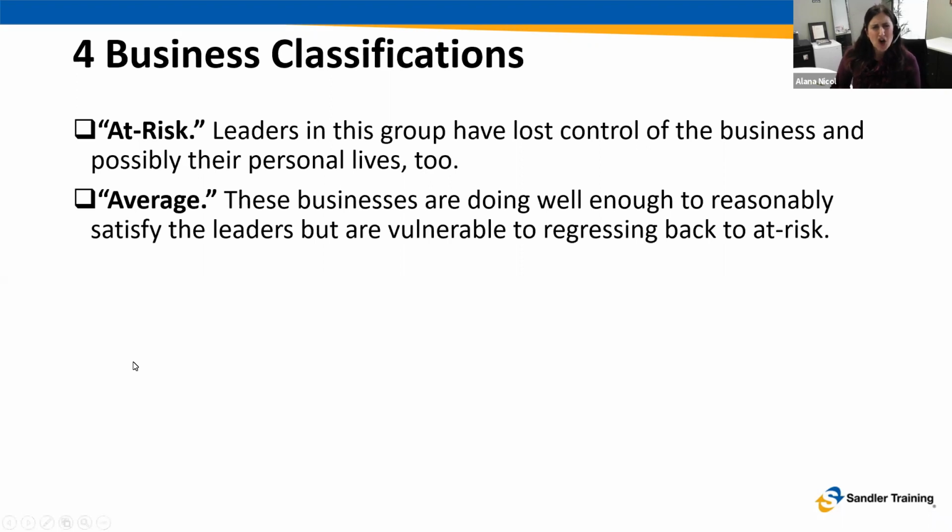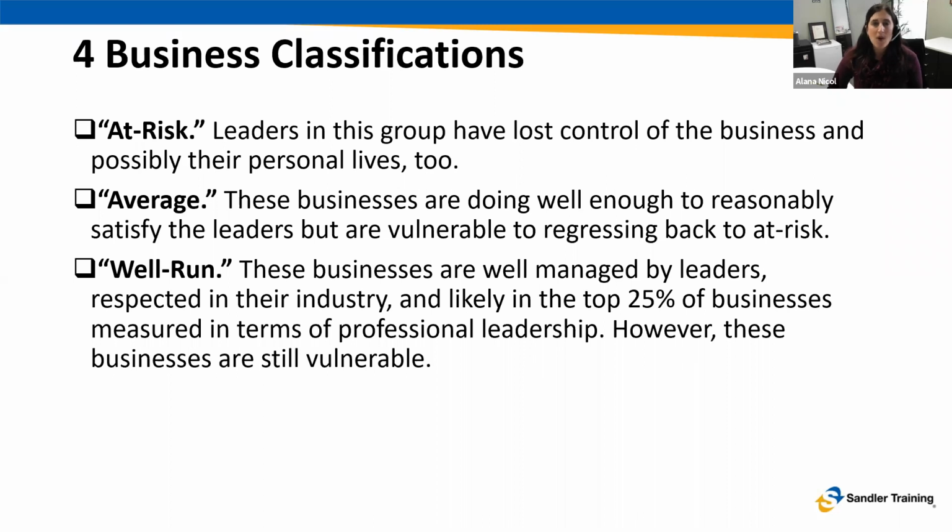The next one is what we would call average. And so you'll see here in the description that it says doing reasonably well enough. What I mean by that is we're doing okay, but it's pretty easy for us to regress and go back to at risk. It might be the loss of one key employee. If that employee leaves, we are in big trouble. It could be if we lose our best customer, we're in big trouble. So things are doing okay, but it won't take very much for us to fall back into at risk.